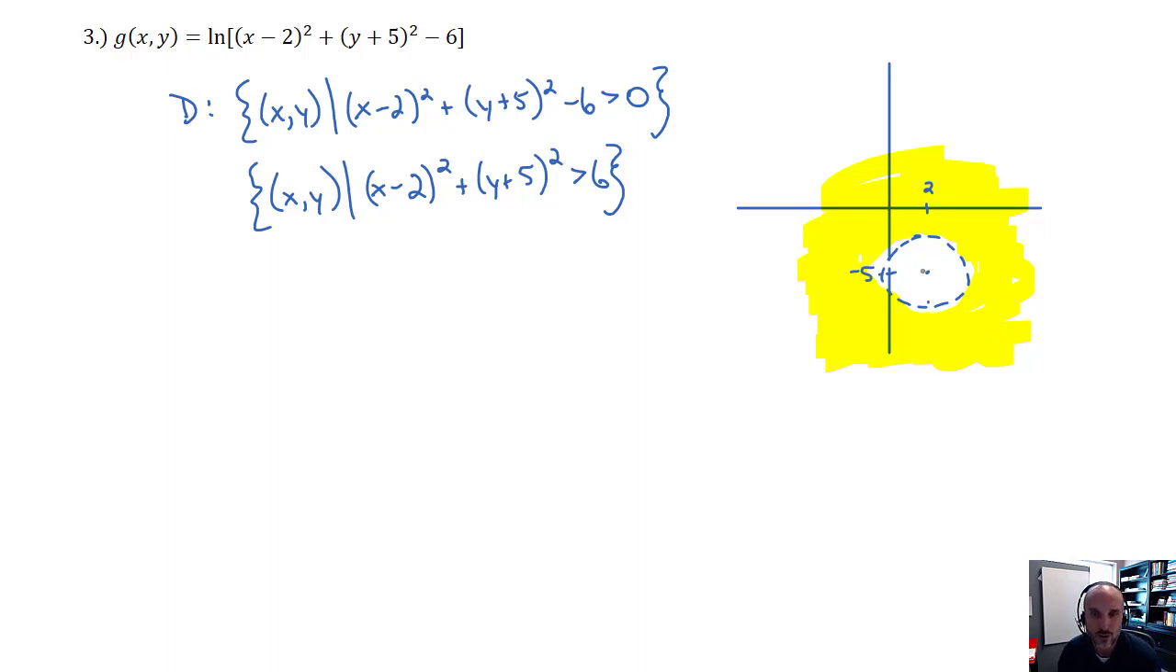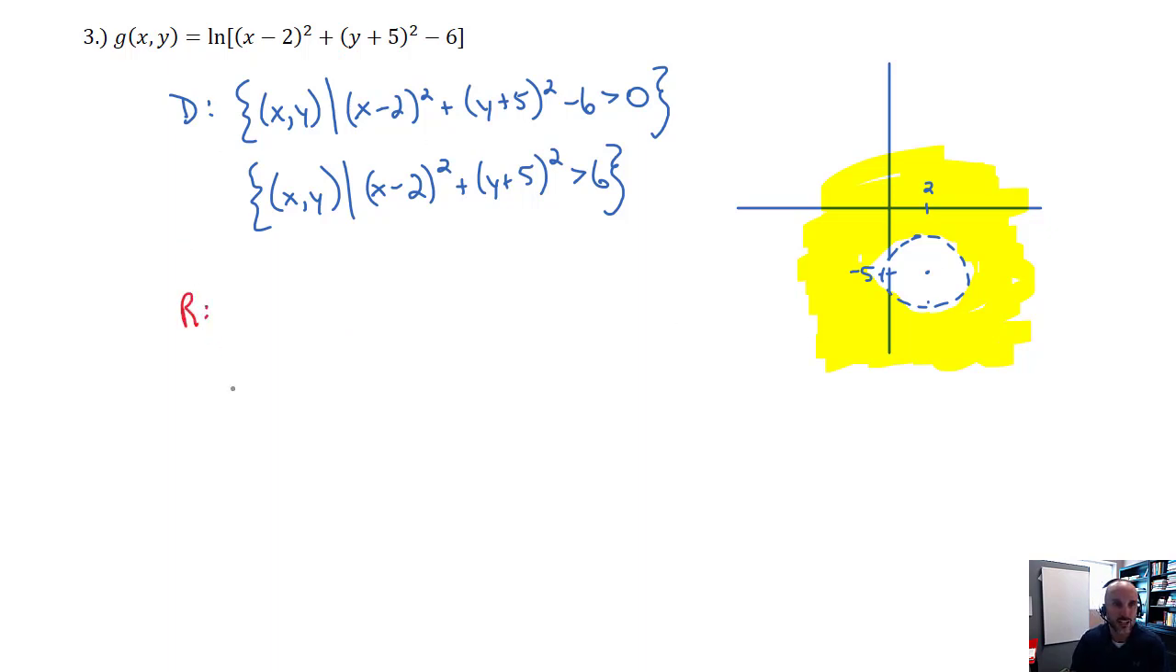So we can only pick points outside of the circle. You can see if you choose a point inside, like 2, -5, you're going to get 2 minus 2 is 0, -5 plus 5, 0. You get 0 is greater than 6. That's not true. If you plug in 0, you're going to get a negative number inside your natural log. Okay, so we can't have any point inside the circle.